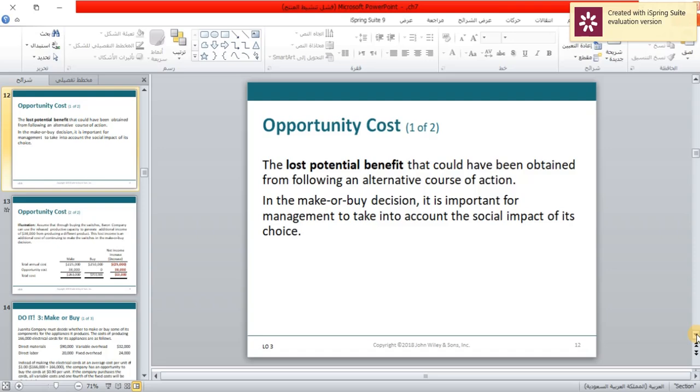Opportunity cost is the loss of potential benefits that could have been obtained from following an alternative course of action. In the make or buy decision, it's important for management to take into account the social impact of its choice.